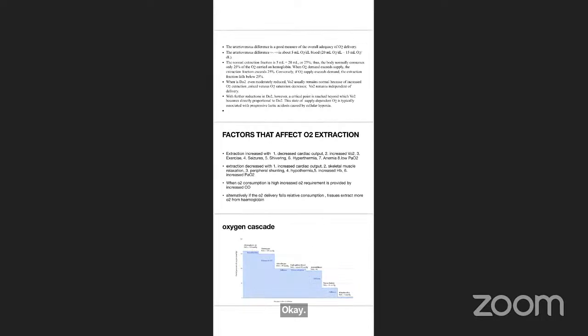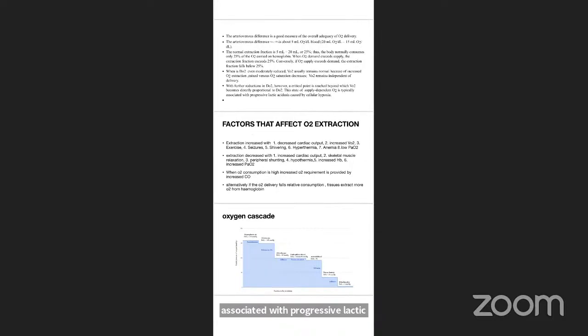So when further reductions happen, a critical point. When the oxygen delivery is even moderately reduced, the oxygen consumption usually remains normal because of increased oxygen extraction. Mixed venous oxygen saturation decreases and the oxygen consumption remains independent of delivery. But there is a point at which it becomes proportionate to the delivery of oxygen. That is, once it reaches a critical point, the state of supply-dependent oxygen is typically associated with progressive lactic acidosis caused by cellular hypoxia.